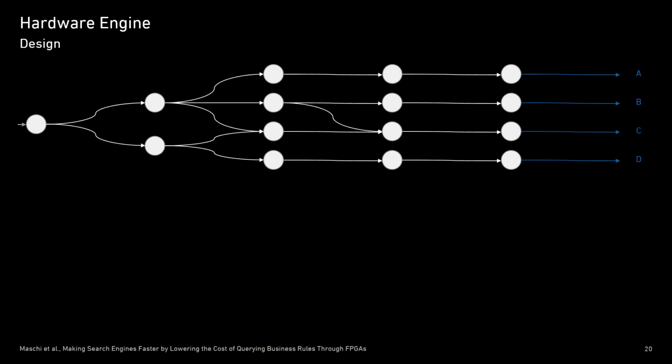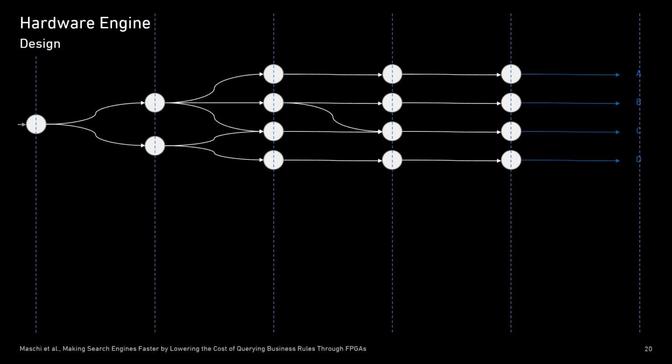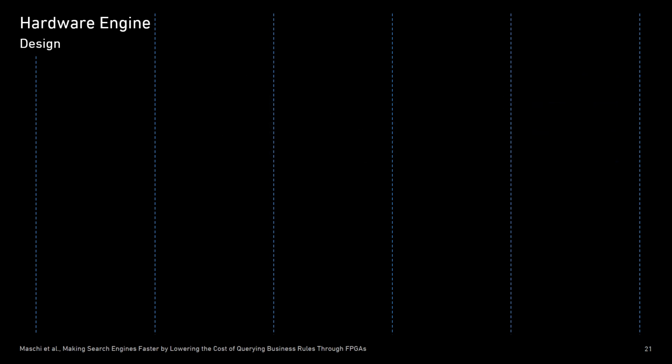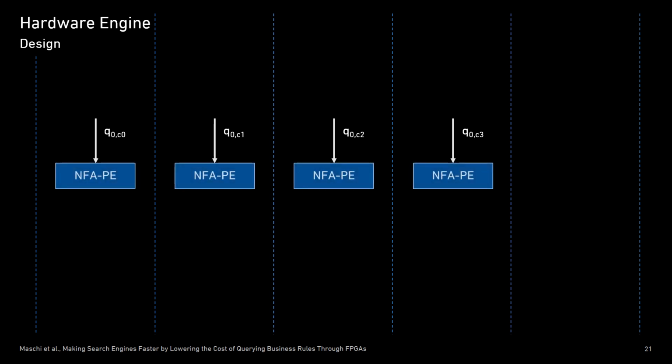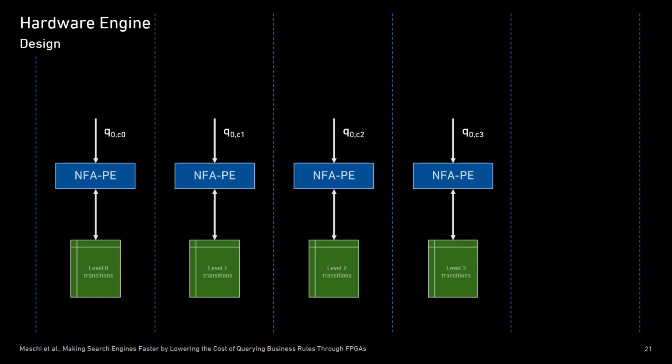As we saw, the depth of our graph is fixed by the number of criteria. So, whenever a query arrives, we can allocate the specific criteria to the corresponding level. Then, for each level, we can have an NFA processing element, which will perform the evaluation for that specific criterion. Each processing element is connected to its own memory component, which stores only the transitions for that level. With these settings, each processing element is independent to evaluate a different state of the graph.